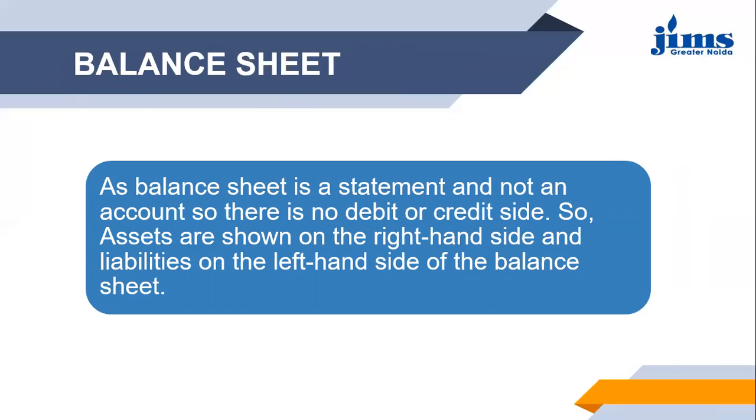So assets appear on the right side of the balance sheet. If you compare, it is a bit different. Assets being the debit balances appear on the right side, and liabilities having the credit balances appear on the left side of the balance sheet.